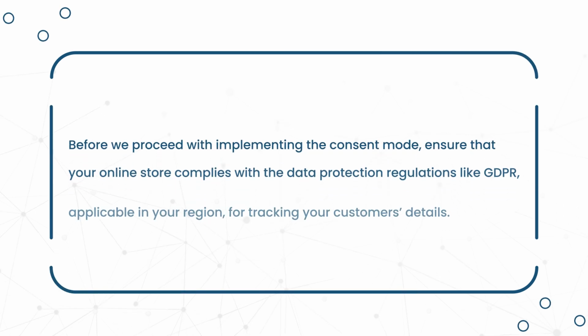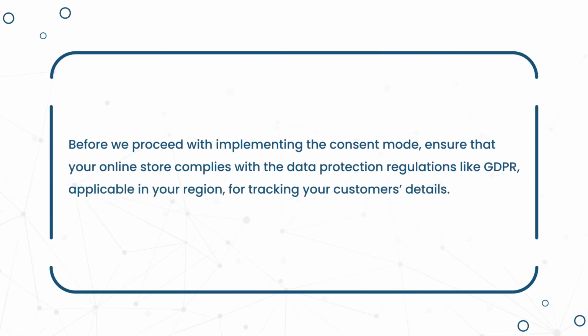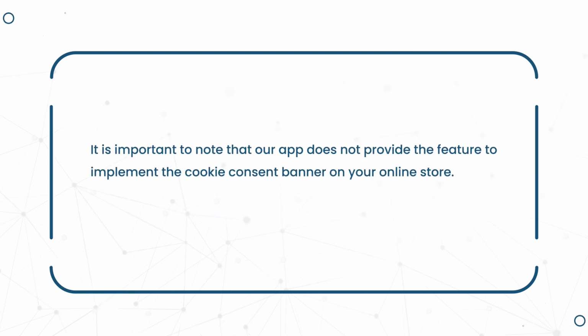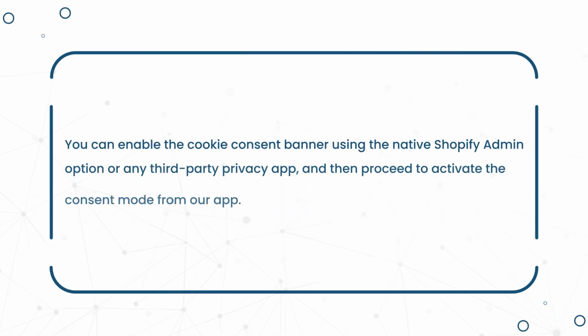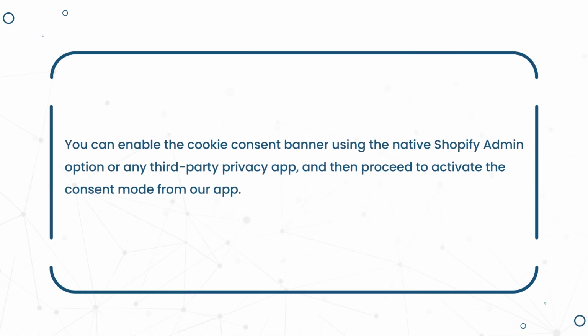Before we proceed with implementing the consent mode, ensure that your online store complies with the data protection regulations like GDPR applicable in your region for tracking your customers' details. It is important to note that our app does not provide the feature to implement the cookie consent banner on your online store. You can enable the cookie consent banner using the native Shopify admin option or any third-party privacy app, and then proceed to activate the consent mode from our app.